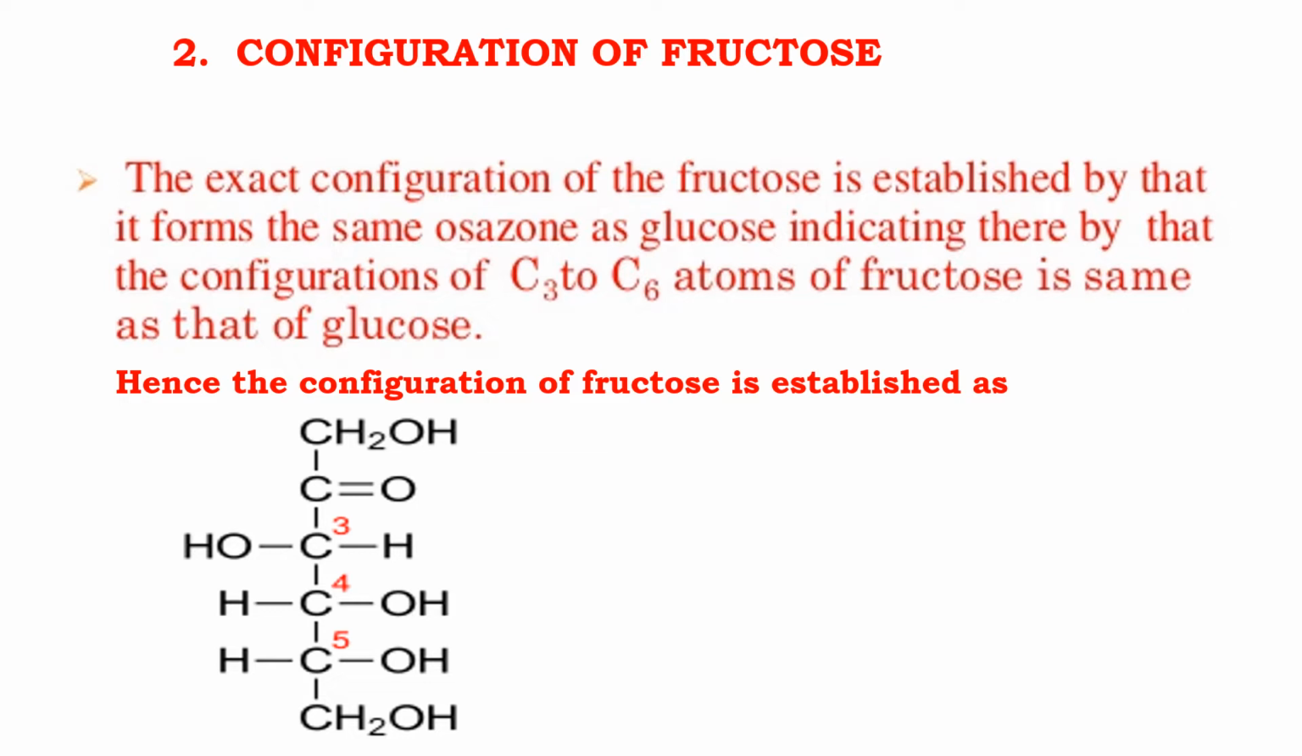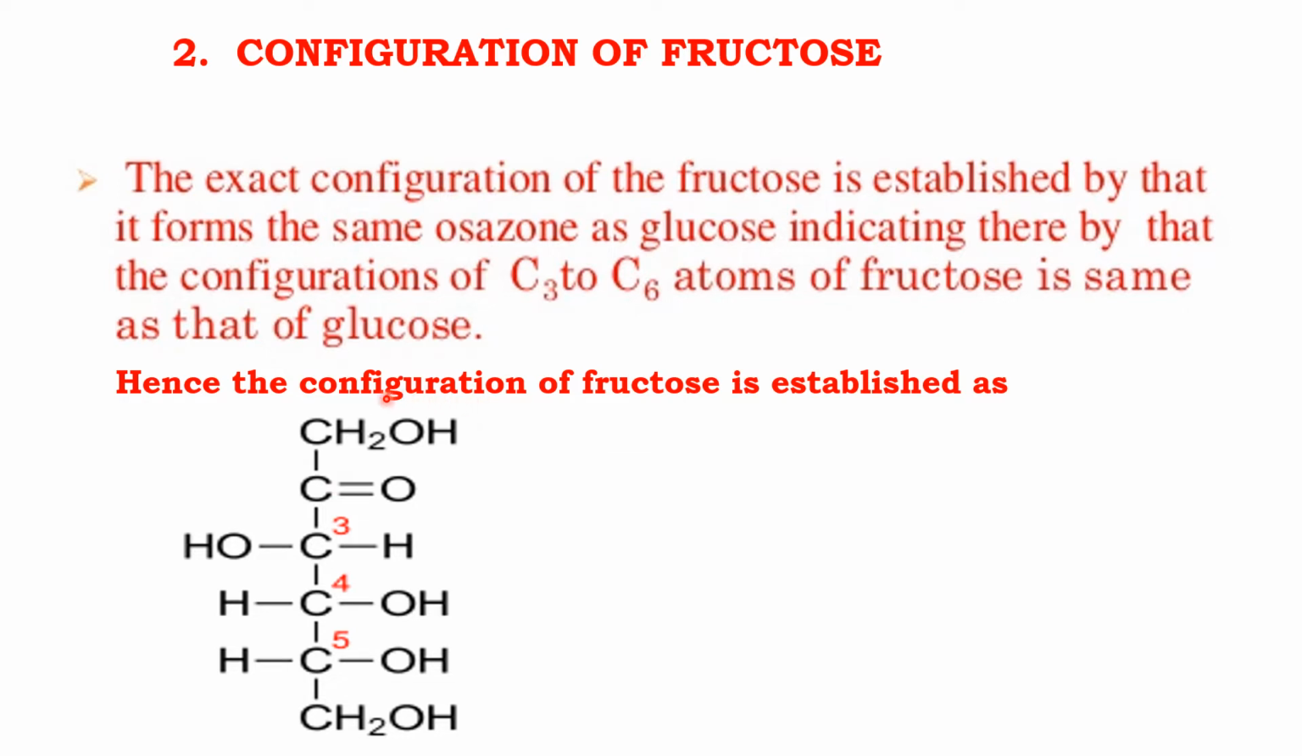While only we have to think about the configuration of the first and second carbon atom in fructose. So the configuration of C3, C4, C5 and C6 are same for glucose and fructose. That is why the osazone obtained from glucose and fructose are identical. And we know osazone reaction occurs only at the first two carbon atoms. So glucose and fructose only have a difference in configuration on the first and second carbon atom.